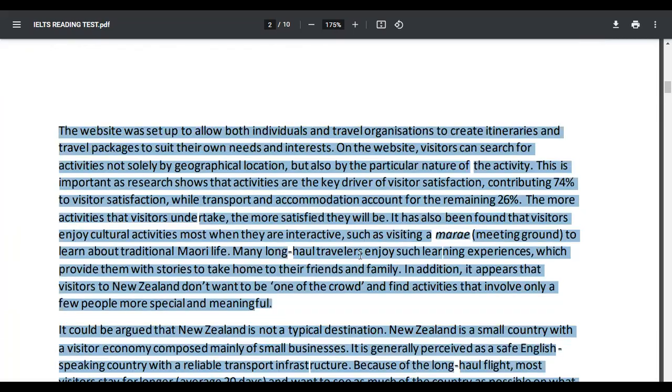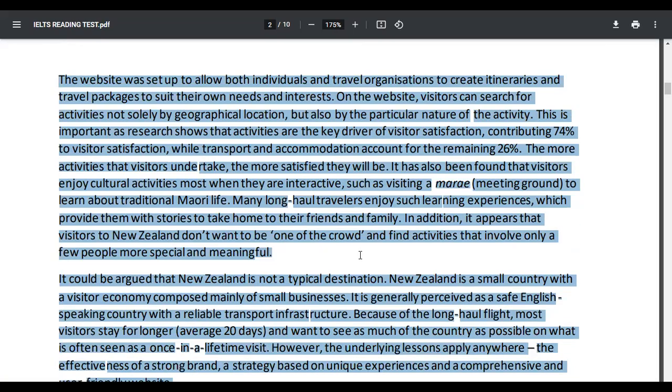If we go to the beginning of paragraph 6, the author refers to the aim of the website. The website was set up to allow both individuals and travel organizations to create itineraries and travel packages to suit their own needs and interests. So the website was not designed to provide ready-made packages for travelers or travel companies. It was designed, on the contrary, for everyone to create their own holidays according to their own interests.